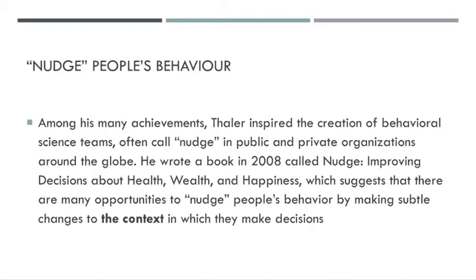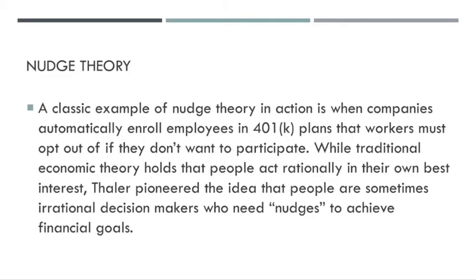So how? They make the change by changing the context, the circumstance in the decision making process. Okay, a classical example of nudge theory in action is when a company enrolls employees in 401(k) plans. It means that workers must opt out if they don't want to participate.